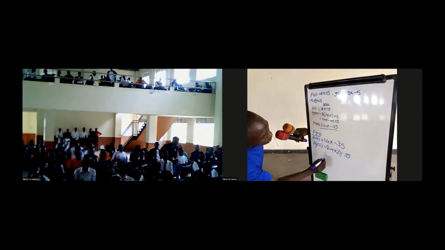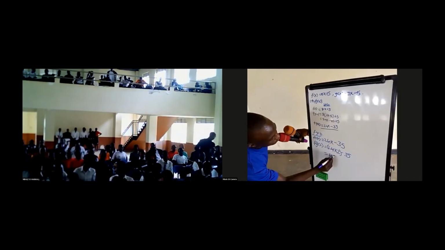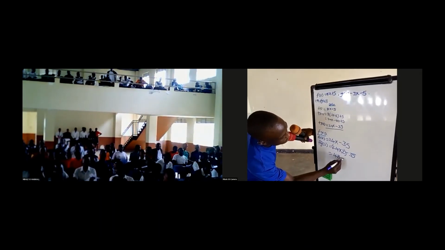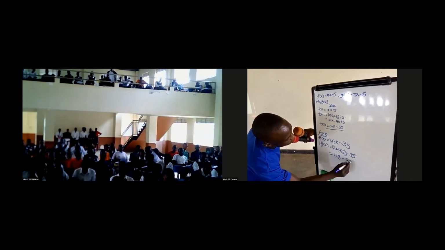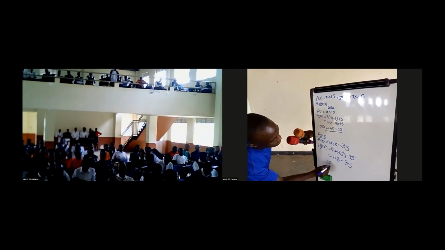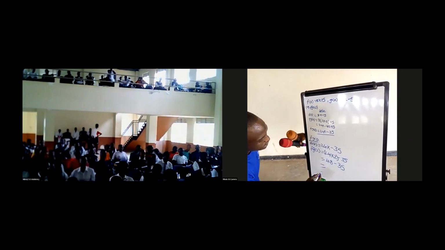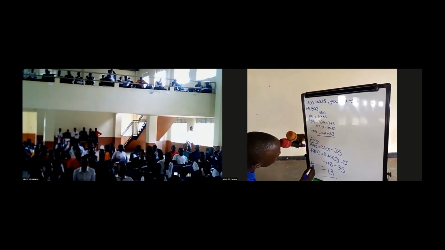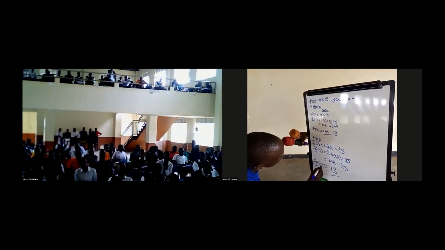Now from here, 24 times 2, I get 48, then minus 35. When I subtract, I get 13 as my answer. So this is my fg of 2.